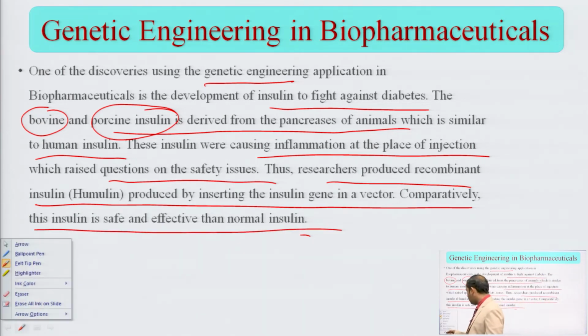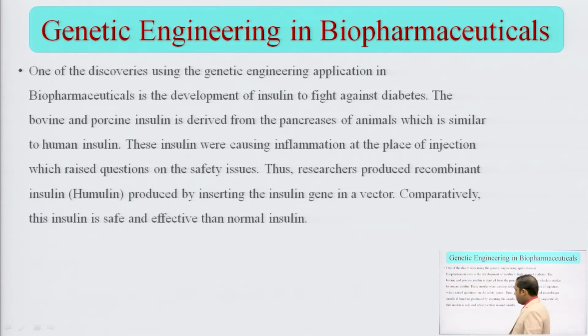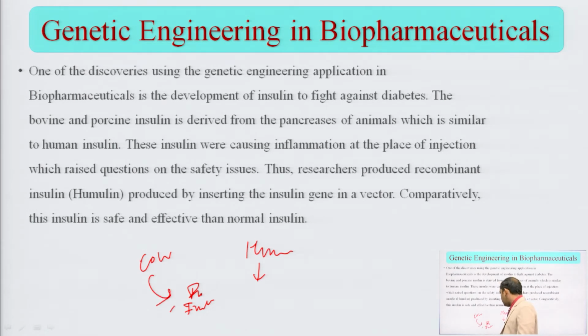Let me tell you in detail how they have done it. You have some cow or human, both of them having insulin. In humans, if there is an insulin deficiency, what will we do? In earlier times, the pancreas of cow, bovine and other animals used to be collected, and the insulin from that pancreas was given to the human so that their insulin level may increase. The problem is that it was not working correctly; inflammation and other things were happening.